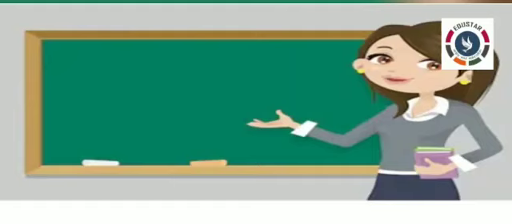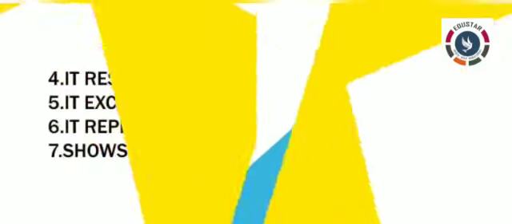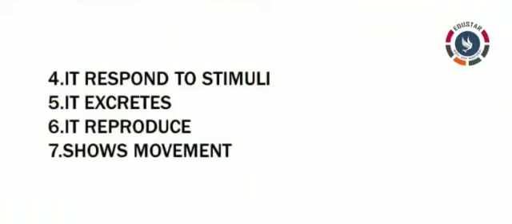Understood, children? So here we learned the characteristics of living organisms. Total 7 characters I said. First one, living organisms need food. Then it shows growth. Then it respires. And then it responds to stimuli. Okay? And living organisms excrete. Then living organisms reproduce, and then living organisms show movement. So these are all the characteristics of living organisms.